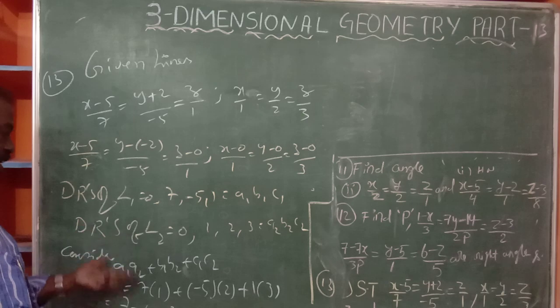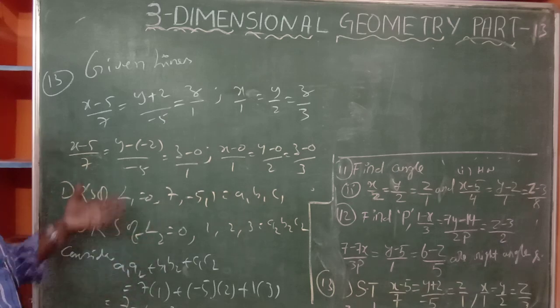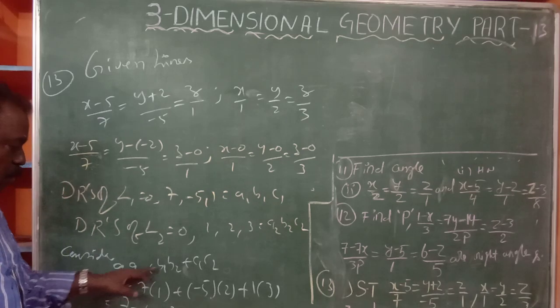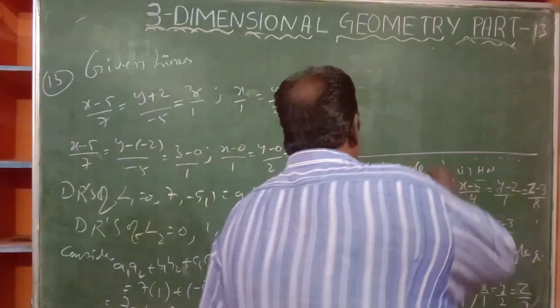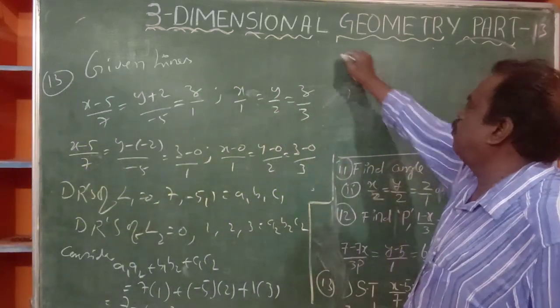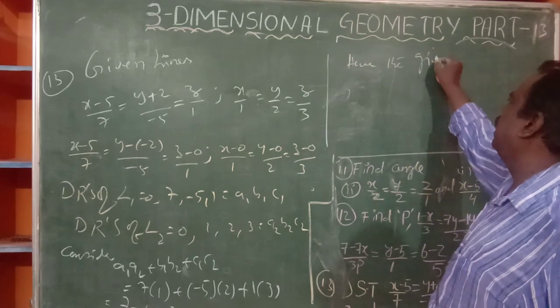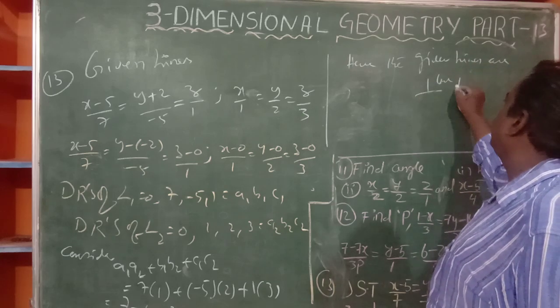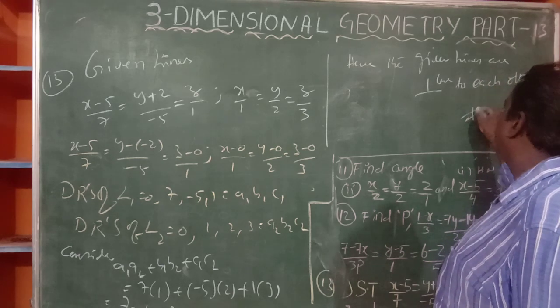Of course, if we are given the DCs, that is L1 L2 plus M1 M2 plus N1 N2 also 0. That is DCs, don't confuse. Here we are given DRs. That sum is 0: A1 A2 plus B1 B2 plus C1 C2 is 0. Hence, the given lines are perpendicular to each other.